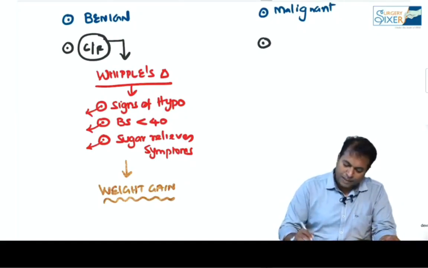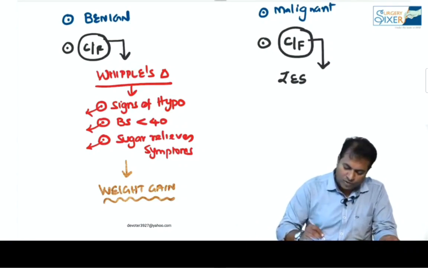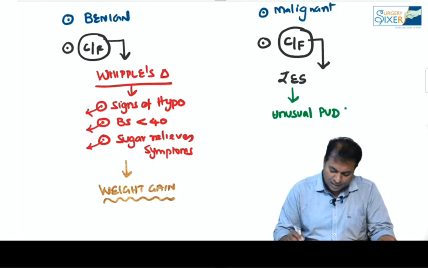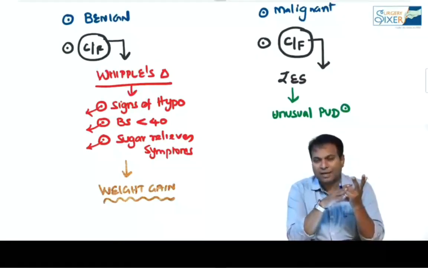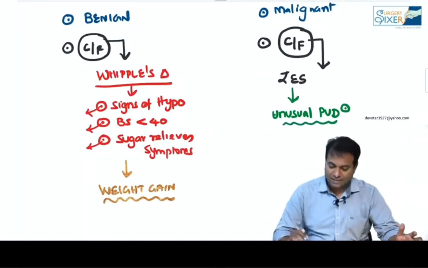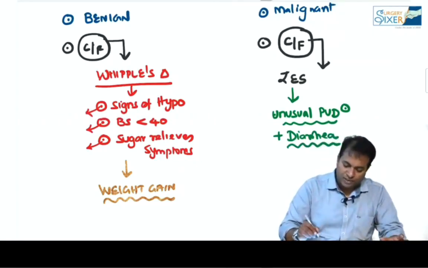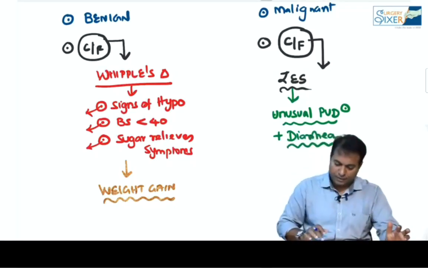On the other hand, the clinical feature of gastrinoma, due to excessive production of gastrin, is a syndrome known as Zollinger-Ellison syndrome, which is characterized by unusual peptic ulcer disease. What do you mean by unusual peptic ulcer? The peptic ulcer is seen in the second and third part of the duodenum, and there is recurrence even after truncal vagotomy. So unusual site, unusual recurrence, that is known as unusual peptic ulcer disease. Along with it, diarrhea is seen because of hyperacidity. So Zollinger-Ellison syndrome is a feature of gastrinoma: unusual peptic ulcer disease and diarrhea.